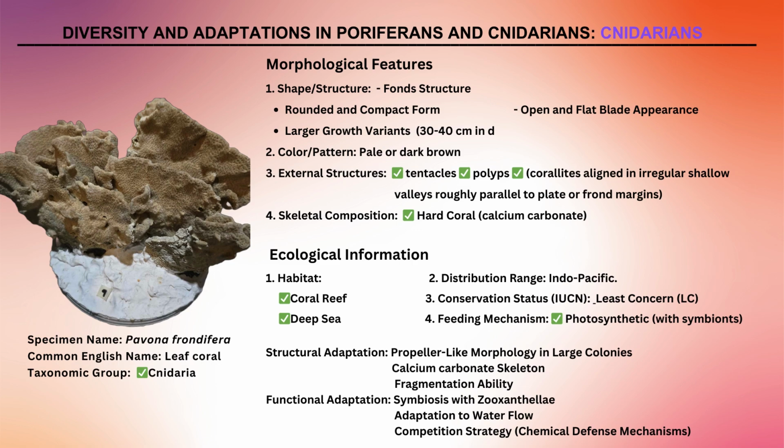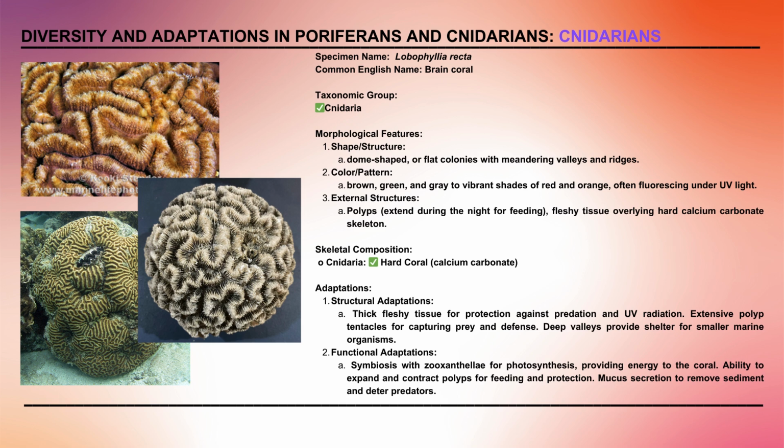Functional adaptations. Symbiosis with zooxanthellae. The coral harbors photosynthetic algae, what we call zooxanthellae, within its tissues. Secondly, adaptation to water flow. The shape of the blades optimizes water circulation, ensuring oxygen and nutrient delivery while removing waste effectively. Lastly, for structural adaptation, we have competition strategy in the form of chemical defense mechanism. For example, it employs overgrowth strategies over growing corals or algae.